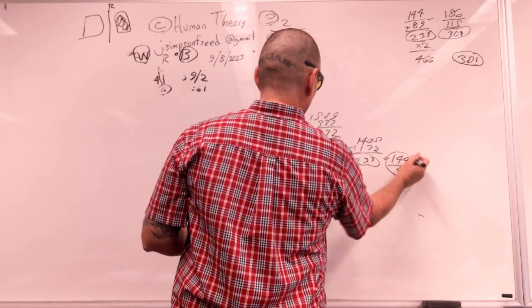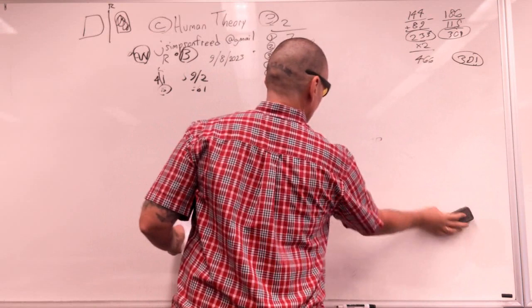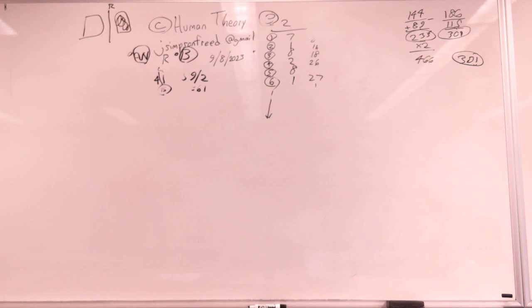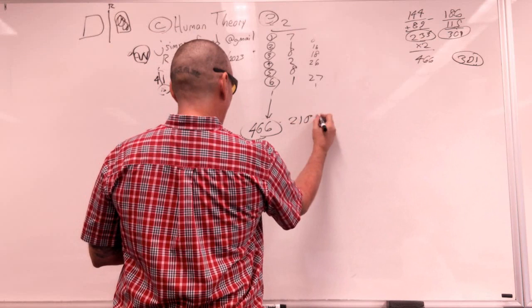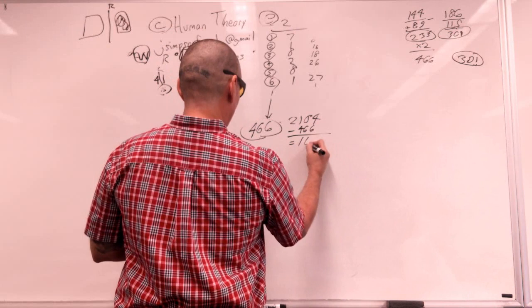Okay, now, let's go to our 466, shall we? Okay, we got 466. That's what we're looking for. 2104 minus 466 equals 1638. Let's take it one step farther, 528.